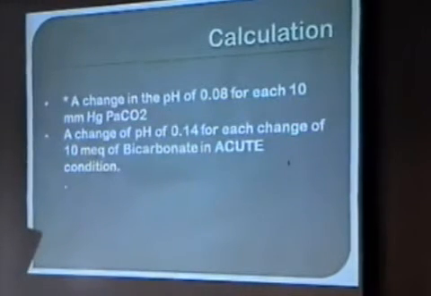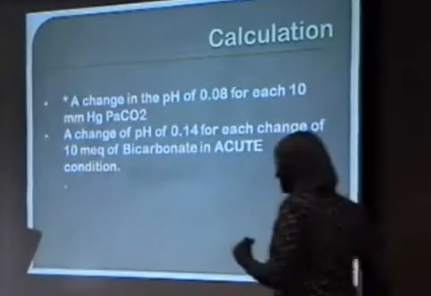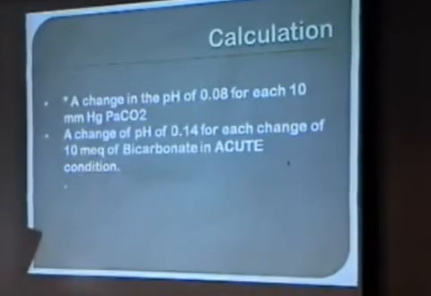A change of bicarb of 10 will result in a change of pH by 0.14. Now if the bicarb goes up, what happens to the pH? It also goes up. If the bicarb goes down, the pH will go down. We'll try not to have too many numbers to remember, but these are the only two numbers you need to know, and you need to know the baseline: pH 7.4, PCO2 40, and bicarb of 24. That's the baseline arterial blood gas.